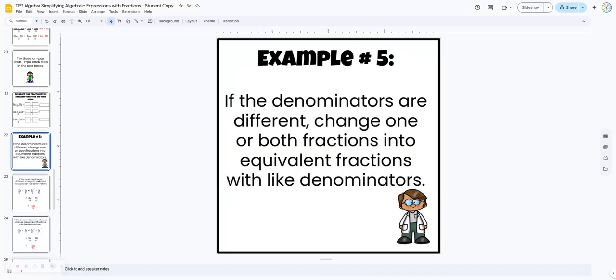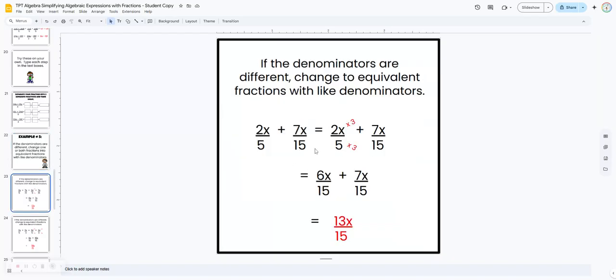Example number 5. If the denominators are different, change one or both of the fractions into equivalent fractions with like denominators. So here, I don't need to change this fraction, but I do need to change this one so I can get 15 in the denominator. And I'm going to do that by multiplying numerator and denominator by 3. So I get 6x over 15 plus 7x over 15, and now I can go ahead and solve it. And then if you can simplify, you want to simplify. In this case, you can't because 13 is a prime number.